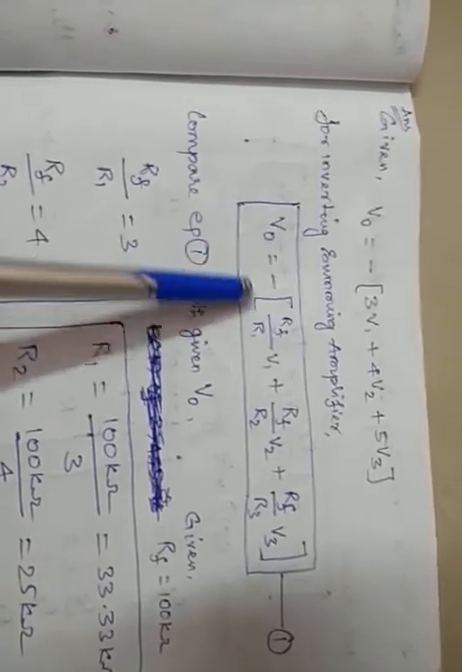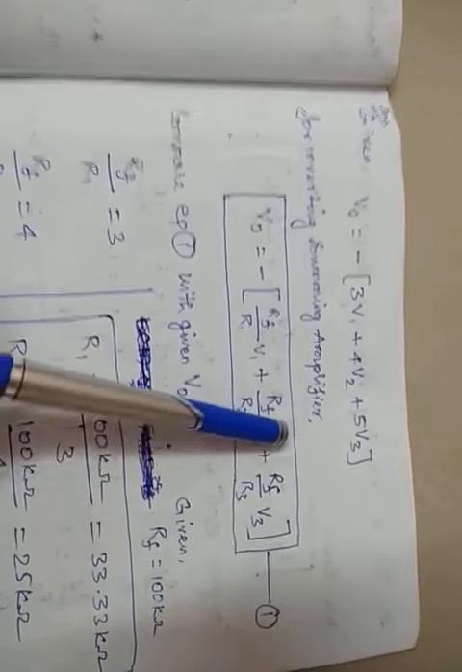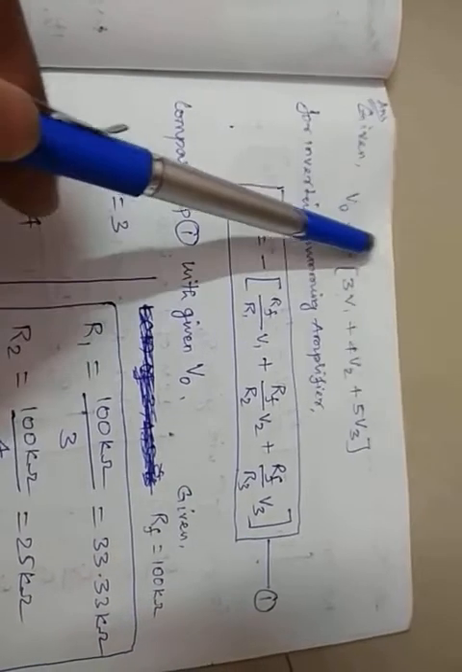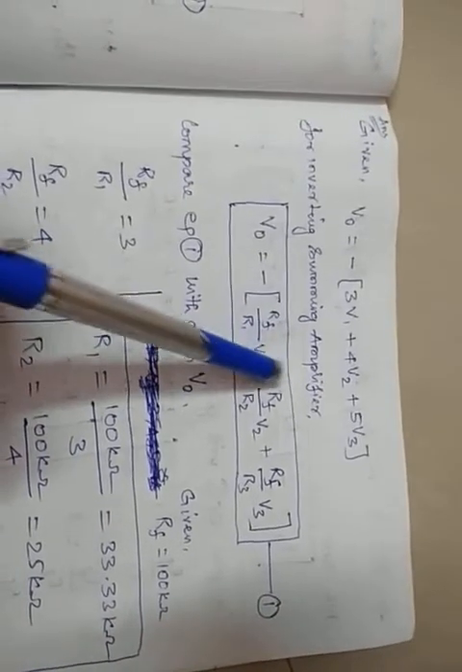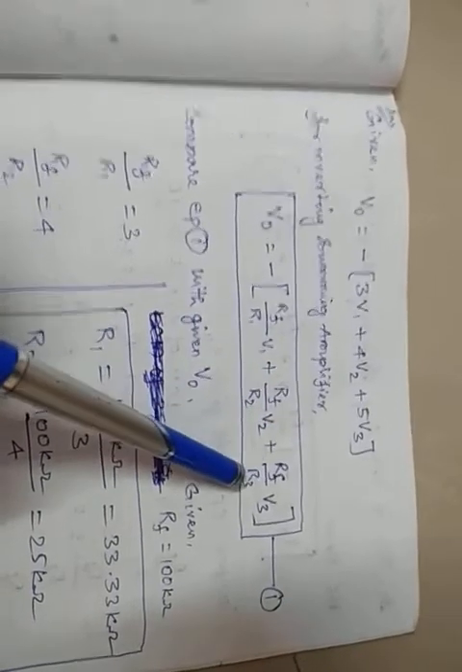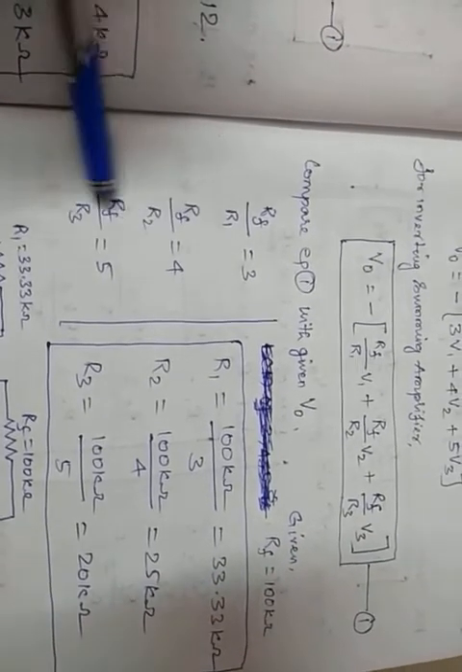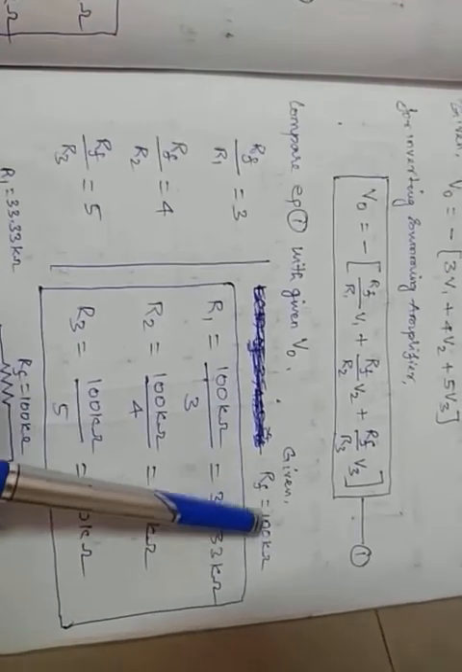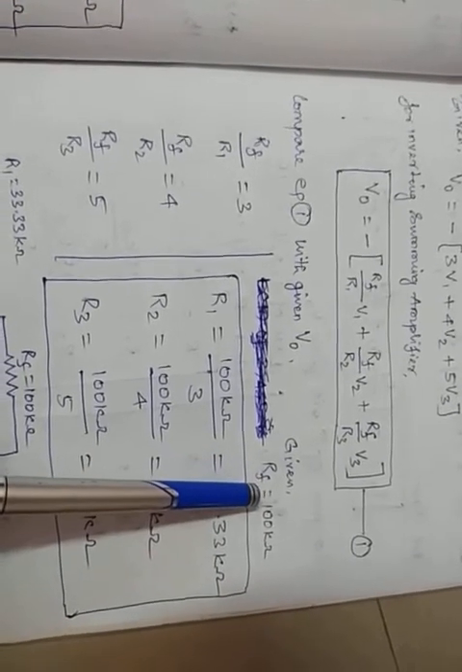So we know the formula Vout equal to minus Rf by R1 V1 plus Rf by R2 V2 plus Rf by R3 V3. Compare this equation 1 with this Vout value. So we get Rf by R1 equal to 3, Rf by R2 equal to 4, Rf by R3 equal to 5. Those are the ratios we have taken here. The Rf value is given in the question itself, that is 100 kilo ohms. So no need to calculate the LCM if Rf is given in the question, right?